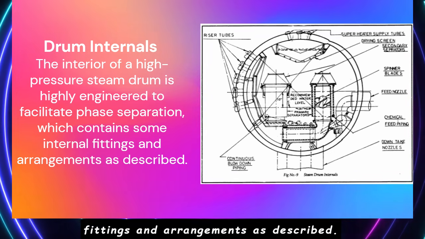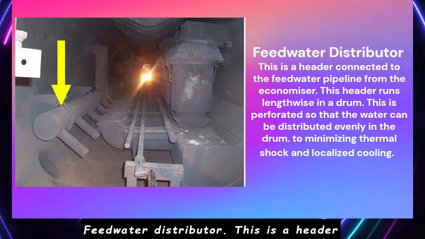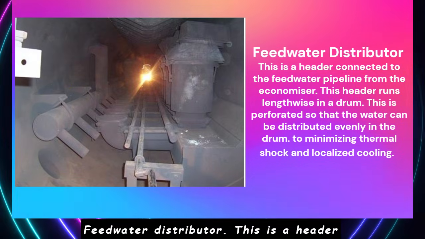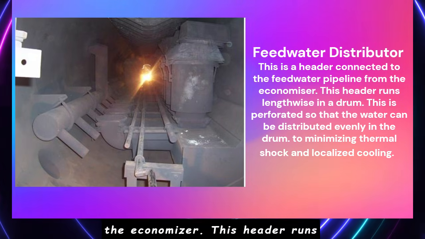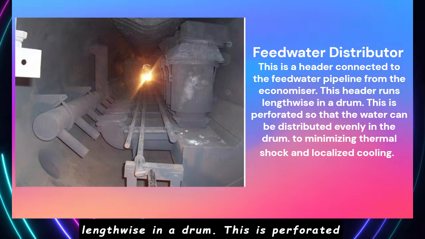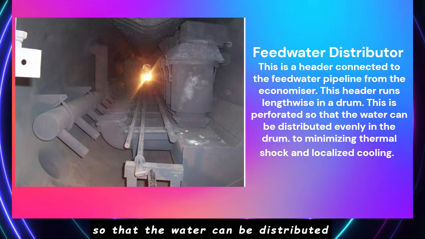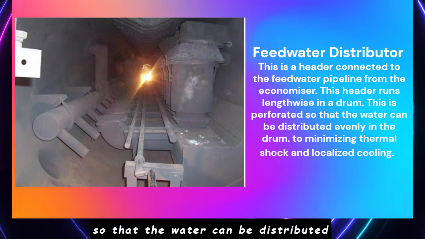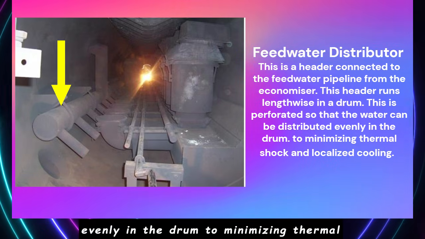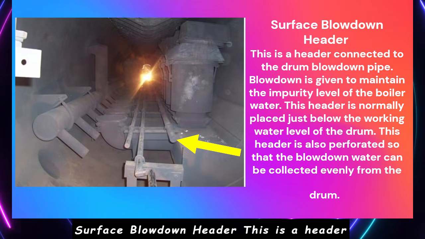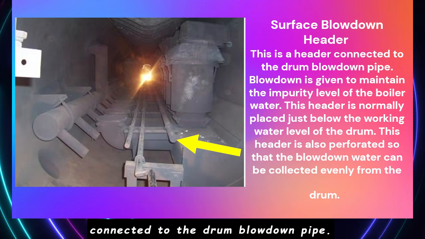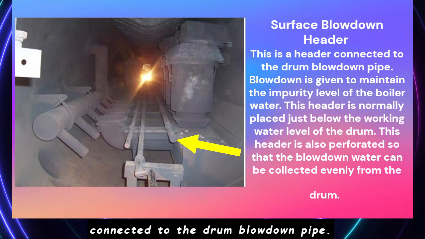Drum internals. The interior of a high-pressure steam drum is highly engineered to facilitate phase separation, which contains some internal fittings and arrangements as described. Feed water distributor. This is a header connected to the feed water pipeline from the economizer. This header runs lengthwise in a drum. This is perforated so that the water can be distributed evenly in the drum, minimizing thermal shock and localized cooling.